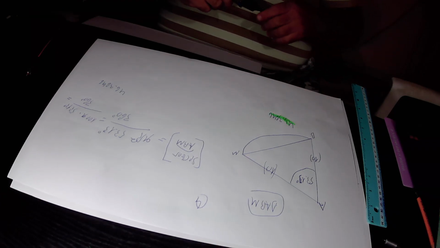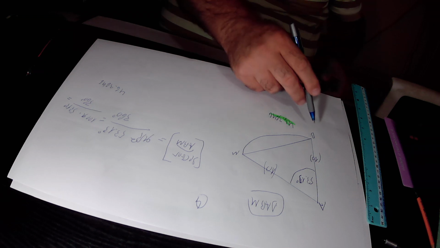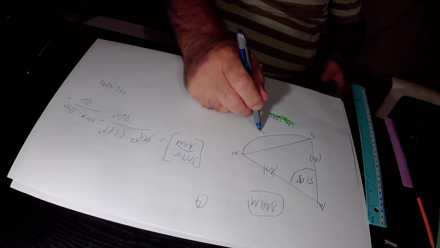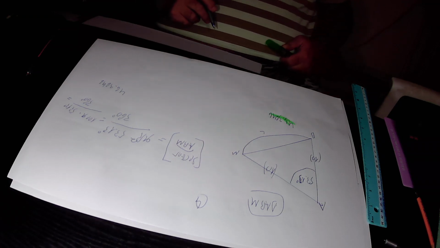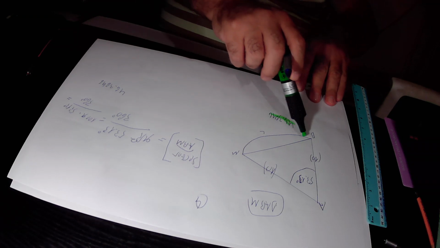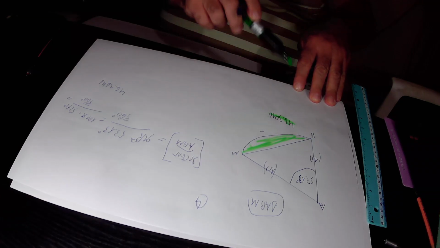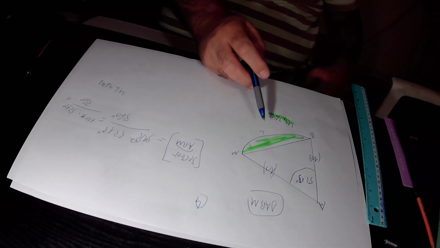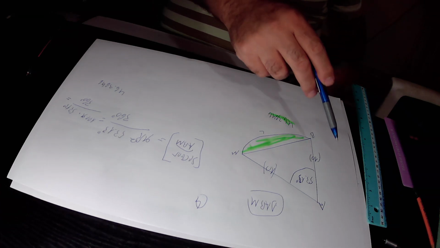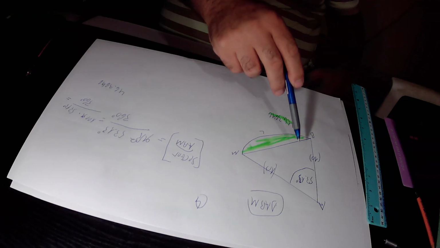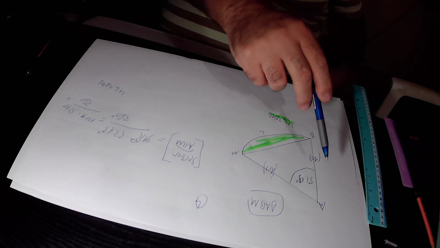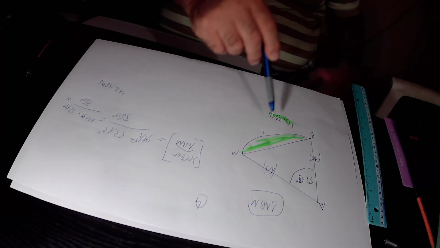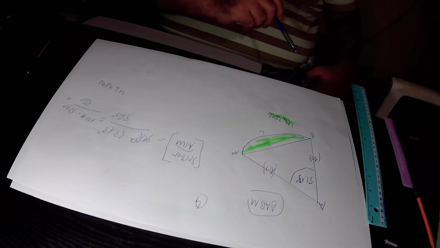Our task is to find out the area of this lower segment BLM. So what is the area of this lower segment BLM? From the drawing, it is very easy to see that the area of this lower segment BLM will be equal to the area of the big sector ABM minus the area of triangle ABM. Again, the area of the big sector ABM minus the area of this triangle ABM will be equal to the area of the segment BLM.